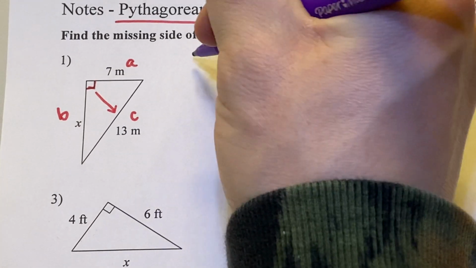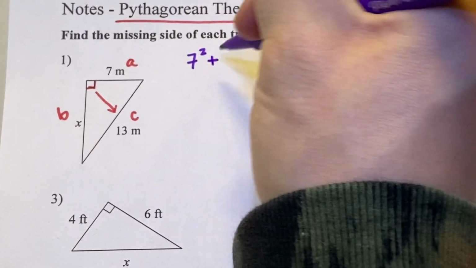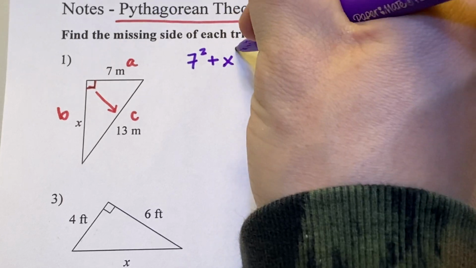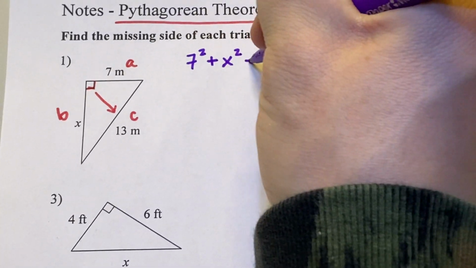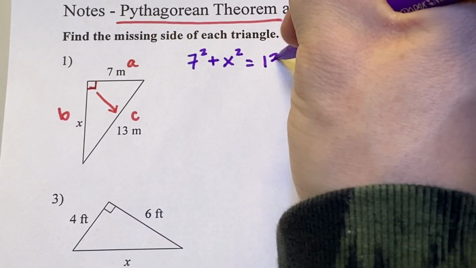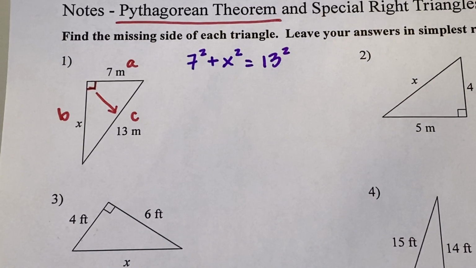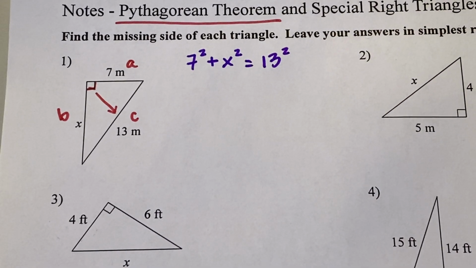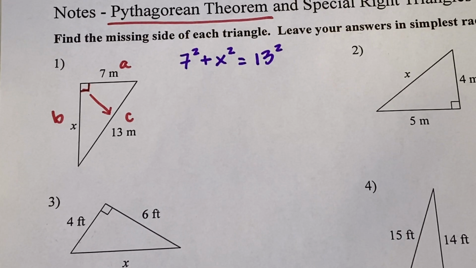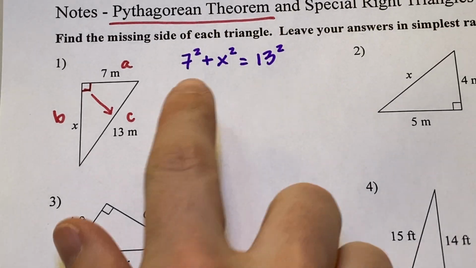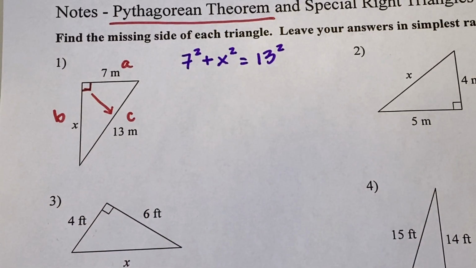A squared, 7 squared, plus B squared, we chose X for our B, X squared, equals C squared, 13 squared. It is not just A plus B equals C, it is A squared plus B squared equals C squared. Now it just becomes a matter of solving for X. First of all, let's get rid of these squares. Let's simplify it, make it prettier.